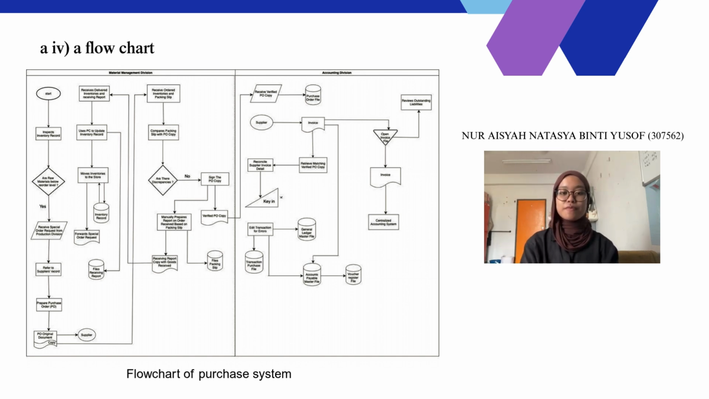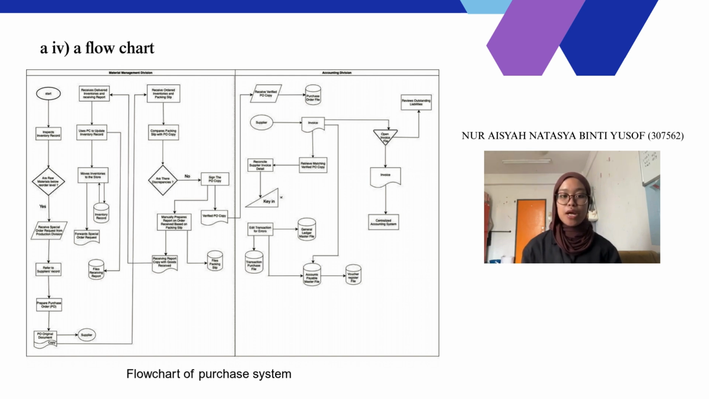The flowchart of the purchase system starts with the material management division. The material management division initiates the process upon receiving a receiving report. They inspect the inventory record, and if the quantities are below the reorder level, they refer to the supplier's record and prepare a purchase order. A copy of the purchase order is sent to the supplier and the original purchase order document is retained.